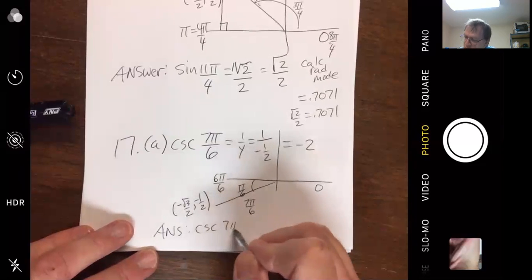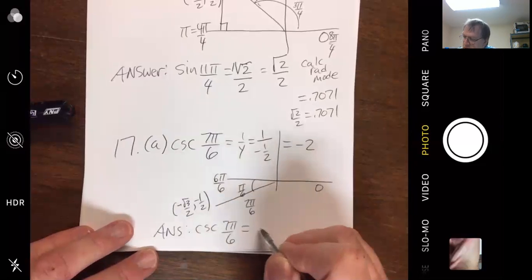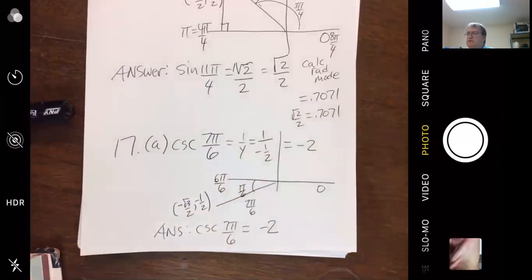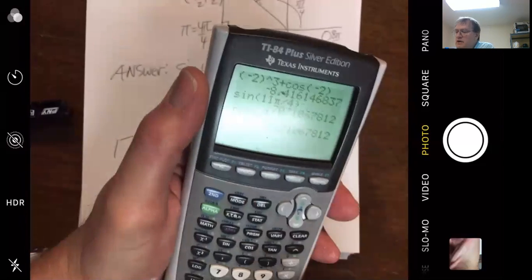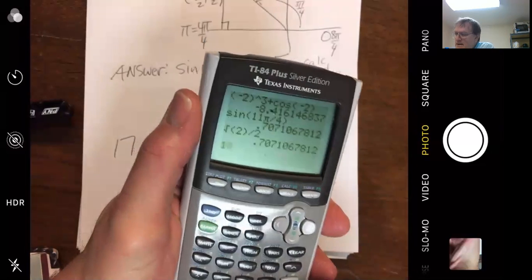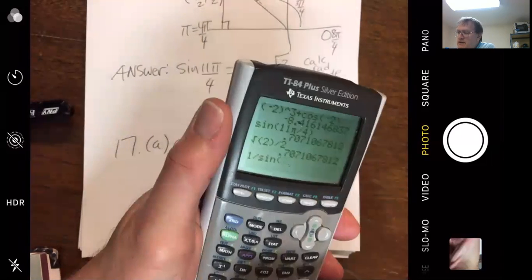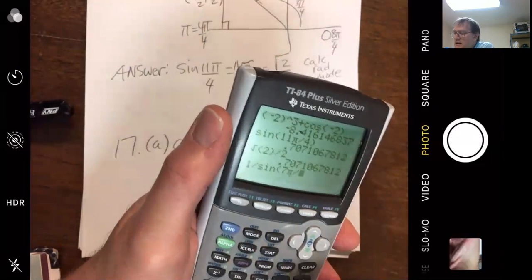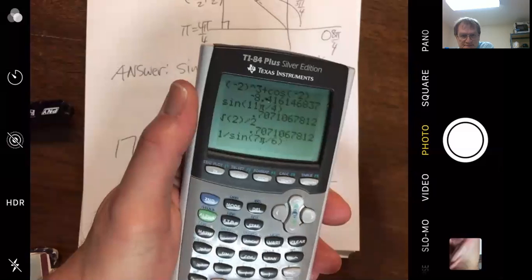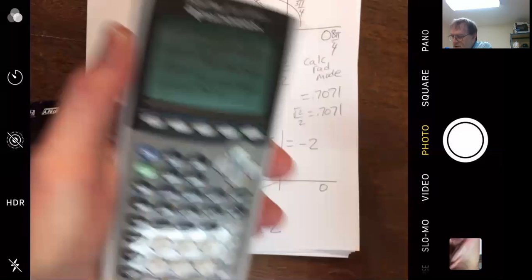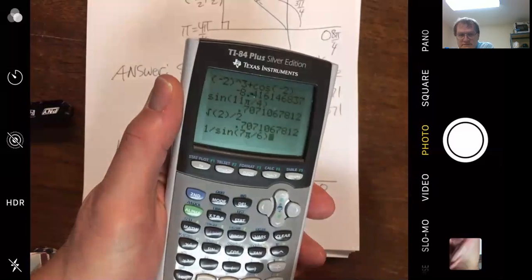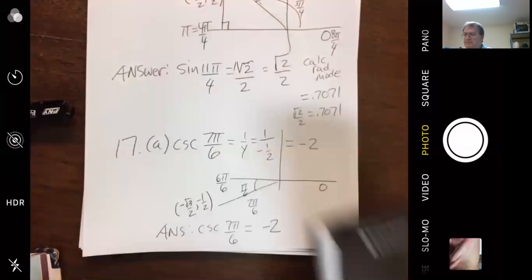Cosecant of 7 pi over 6 is equal to negative 2. Well, that's pretty easy to come up with. I basically would go 1 divided by sine of 7 pi divided by 6. If we don't come up with negative 2, I'll quit on the spot. Negative 2.